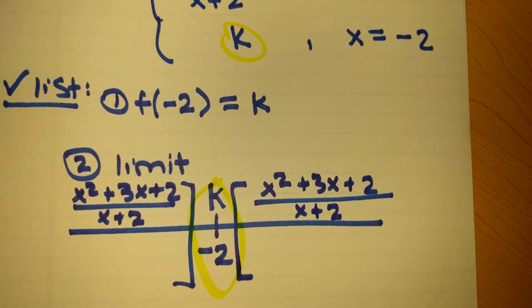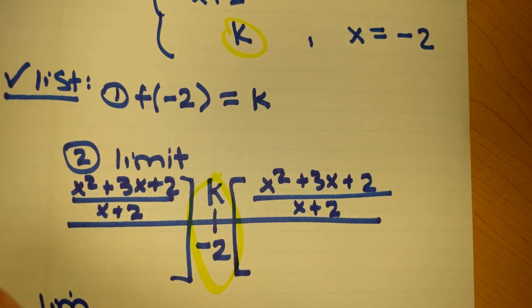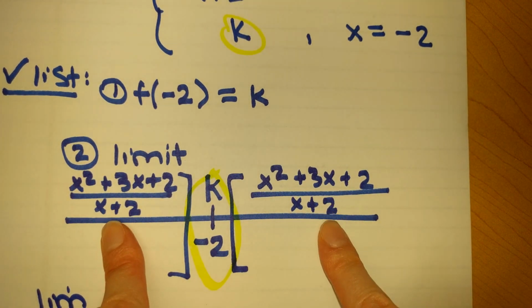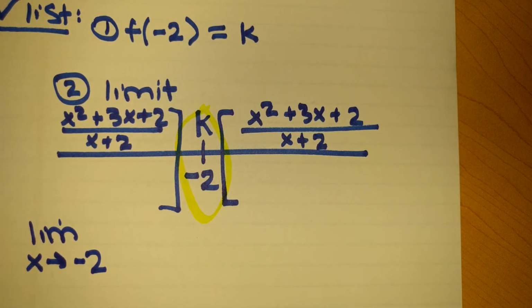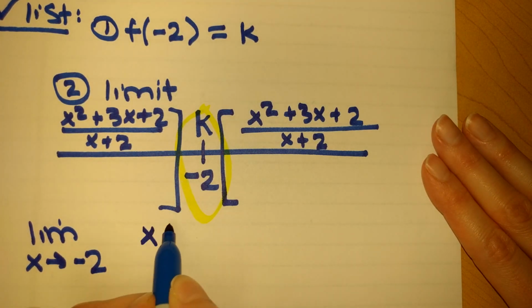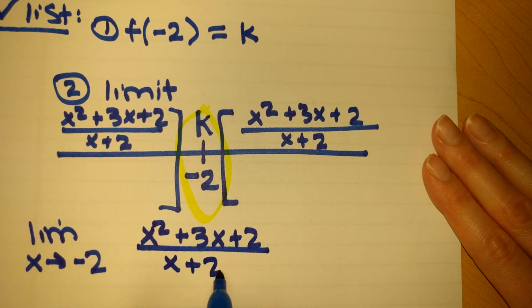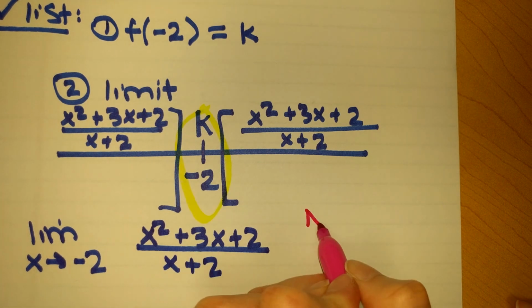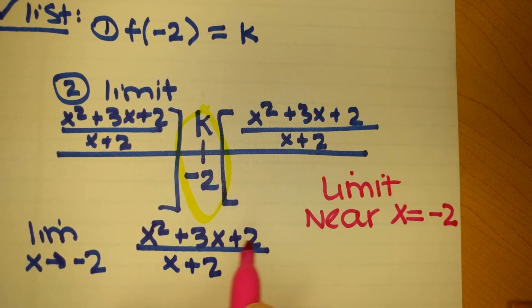So to the left and to the right, it's equal to that fraction, and at -2, it will be equal to k. So in the question of what is the limit as x goes to -2, we don't have to look to the left and to the right because we have the same function on both sides. Because it is the same function, the limit as x goes to -2 will always be defined as x squared plus 3x plus 2 over x plus 2. And that is because near x equals -2, which is what we're after for a limit, it is defined as this fraction. Okay?